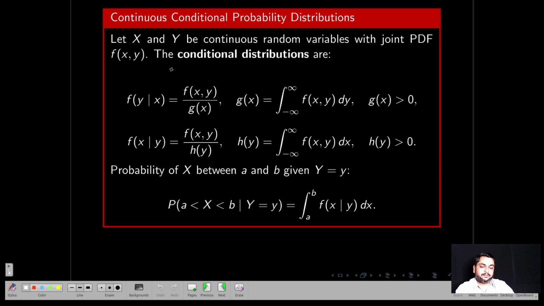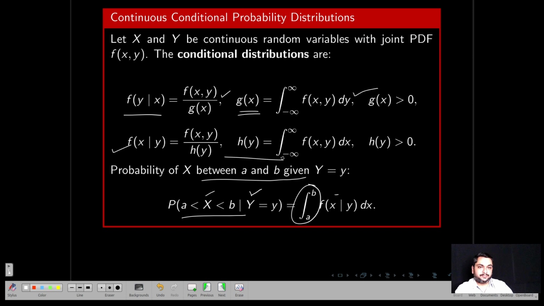Similarly, for the continuous random variables, how will you find? f of y given x equal to f of x y by g of x. That is the standard definition. What is g of x equal to? Here we have already seen this, no? The marginal distribution. And then similarly f of x given y. Here, instead of summation, we integrate. Probability of x between a and b, that is, x is varying, y is fixed, given y, is the integral from a to b of f of x given y dx. How will you find this? Like this. So that is the conditional probability distribution. Very simple.